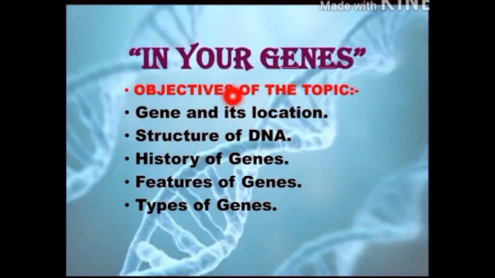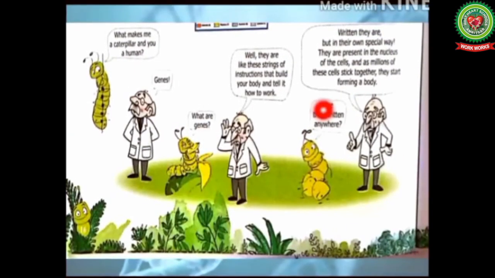Good morning everyone. Today we are starting a new chapter of GK of class 10th. The name of the chapter is In Your Genes, and the main objectives of this chapter will be: what is a gene and what is its location, structure of DNA, history of genes, features of genes and different types of genes. Now take out your books and come to page number 16.